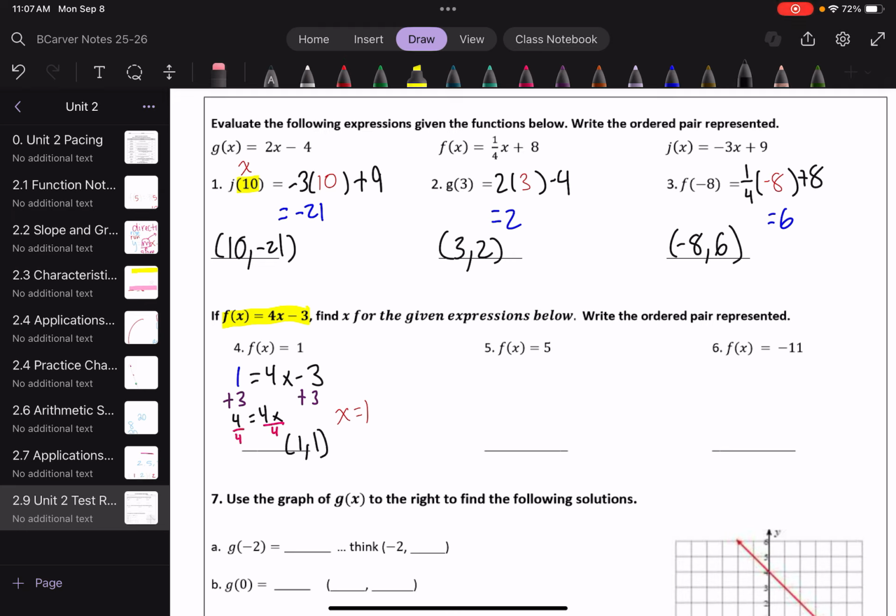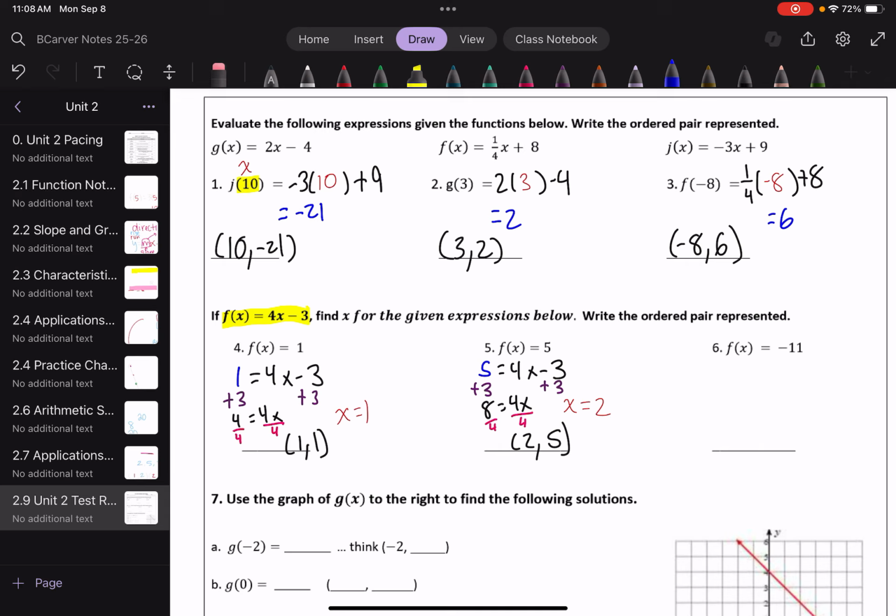I'm going to do the same thing with my function at 5. I'm going to say that 5 is equal to 4x minus 3. I'm going to add 3 to both sides to get that 8 equals 4x. And I'm going to divide by 4. So x is going to equal 2. And my ordered pair here is going to be 2 comma 5.